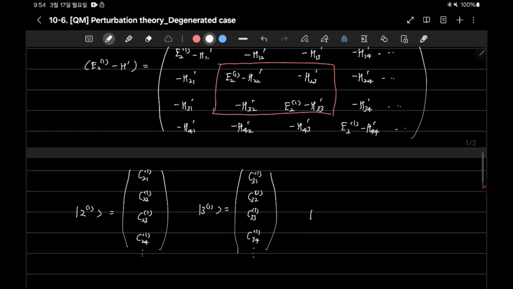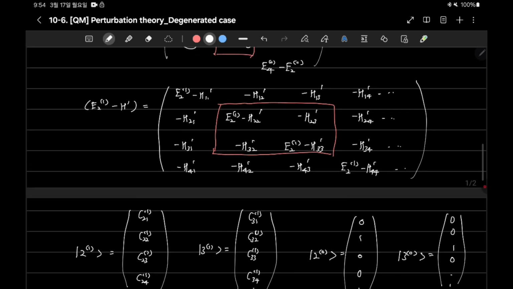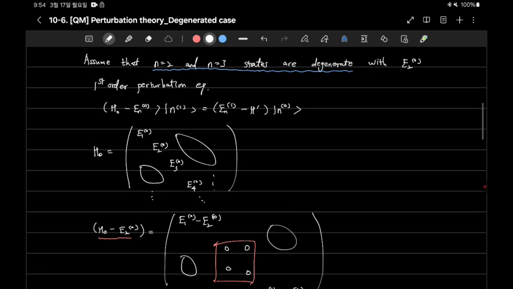As you know, the second non-perturbed ground state is 0, 1, 0, 0, and like this. And also the third one in the non-perturbed case is 0, 0, 1, 0, and like this. Here basically we should compare with each other, because it is very important. Let's keep in mind this equation.